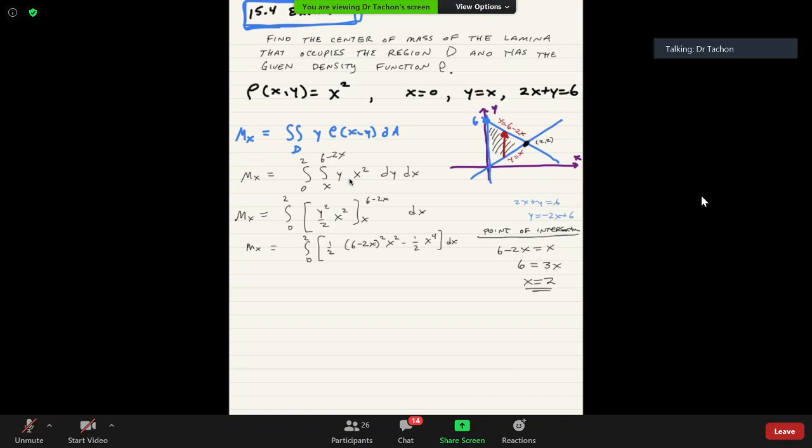We need to integrate this. Am I going to just multiply it out? I've got to be careful here. What's the easiest way to integrate this? Let me just FOIL it out. So let me multiply this out. I've got the 1/2 up front. So I have 36 minus 6 times 2, so minus 24x plus 4x squared, times x squared, minus x to the 4th over 4.